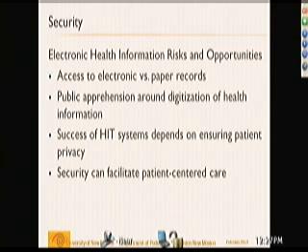And security can facilitate patient-centered care. That's one I pulled straight from the text. I guess the way I see that is if your patient information is secure enough, then the patient will be more involved in their care, and they will have access to that care. The security will be tight enough, but not so tight that the patient can't get to their information. And the idea is, then we can start moving on to the patient-centered medical home kind of model.